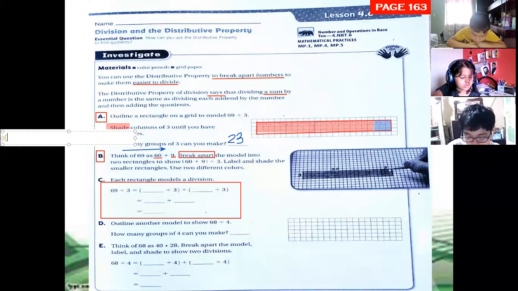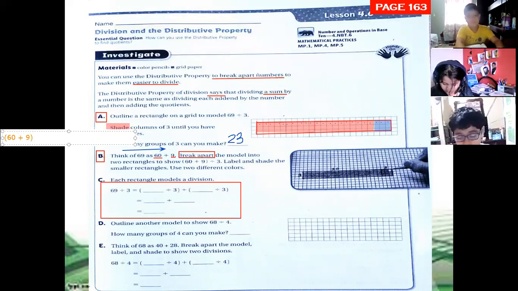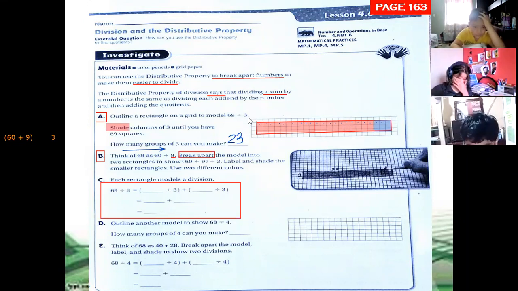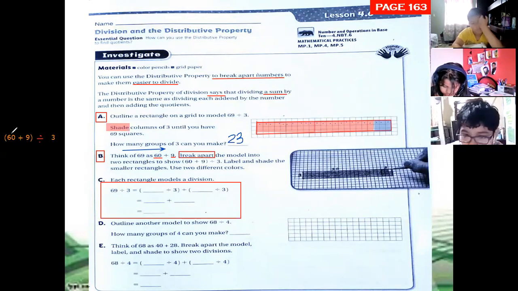Now the problem is like this. 60 plus 9, and then it's divided by 3. See, I have an addition. Why? Because I broke apart 69 into 2 numbers that are easy for me to divide.